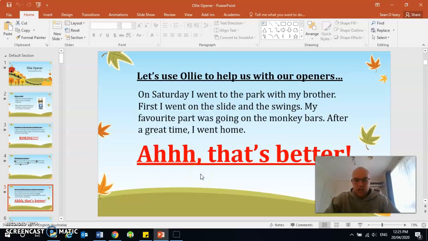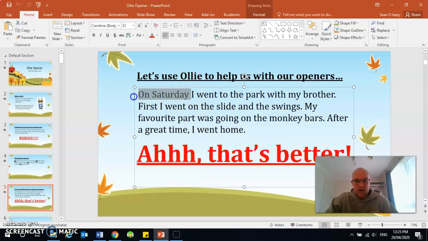So as you can see on this one, I'll read it to you. It says, on Saturday I went to the park with my brother. First I went on the slide and the swings. My favourite part was going on the monkey bars. After a great time, I went home. So what you can see here is they've added a few words into their openers. So on here they put in on Saturday. Down here they used first. Here they used my favourite. And lastly, after a great time was used in that fourth sentence.